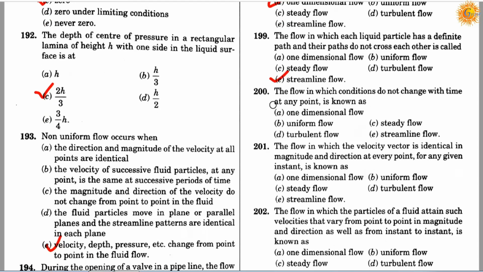Question number 200. The flow in which conditions do not change with time at any point is known as option A, one-dimensional flow, option B, uniform flow, option C, steady flow, option D, turbulent flow, and option E, streamline flow. So correct answer is C, it's steady flow.